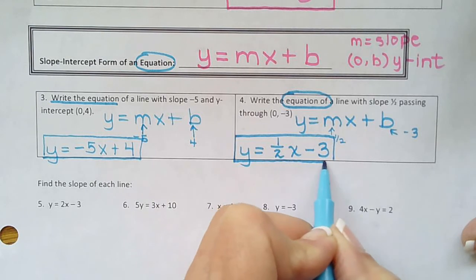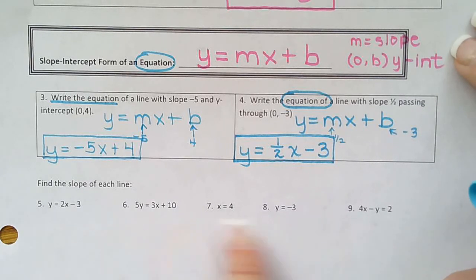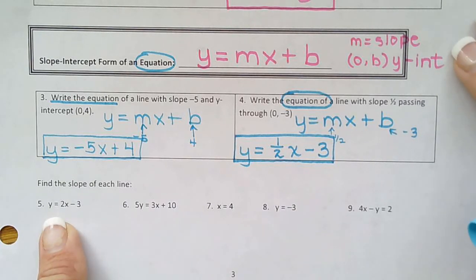So y equals 1/2 x minus 3. So no work involved. You just have to know where to plug everything in. And this is a review of what we did at the top of page 2, the last page.